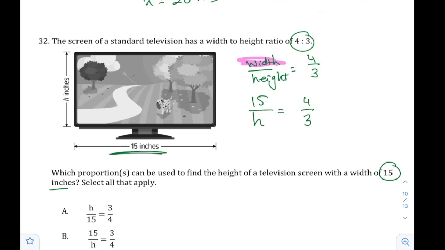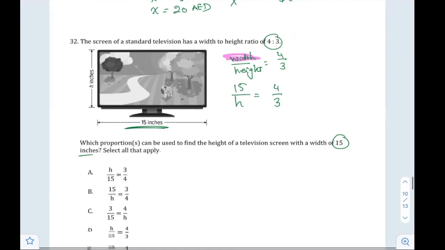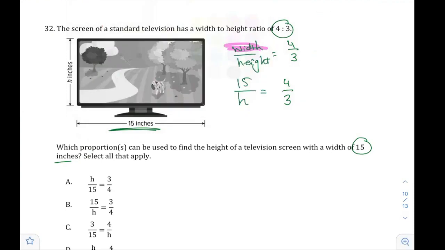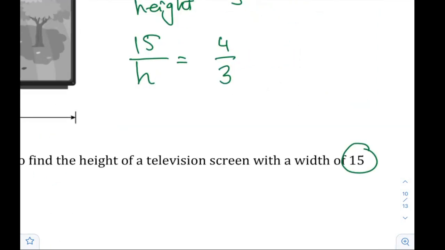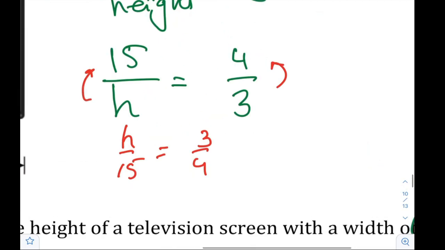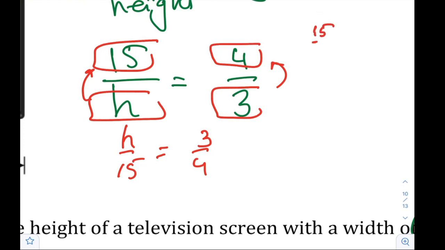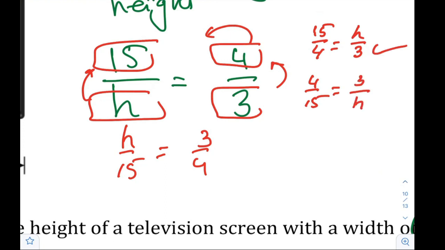Now, this is the summary. I'm summarizing while I am reading. So which one matches with this proportion? As you see here, it's very obvious, very clear, it's obviously correct. Okay, are others wrong? One of the properties of the proportion is nice property that you can also flip. So it can be written in this way. Which one is matching with this way? H over 15 is equal to 3 over 4. Is there anything else here? No. We can say also that 15 over 4 is equal to H over 3. In order. We can say also that 4 over 15 is equal to 3 over H. All these are correct, by the way.